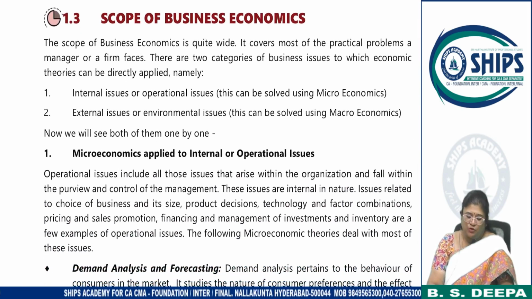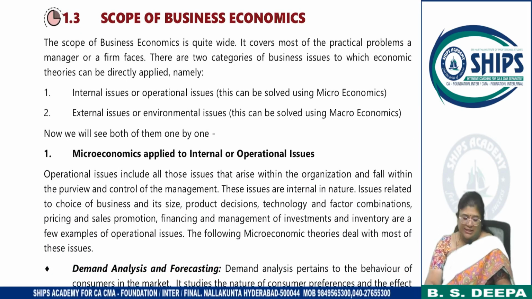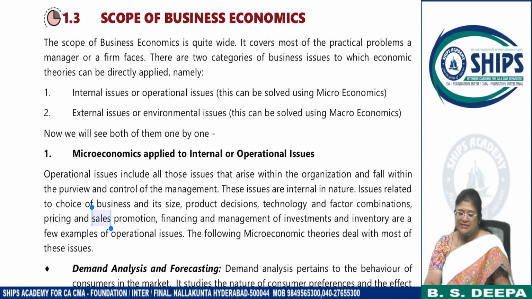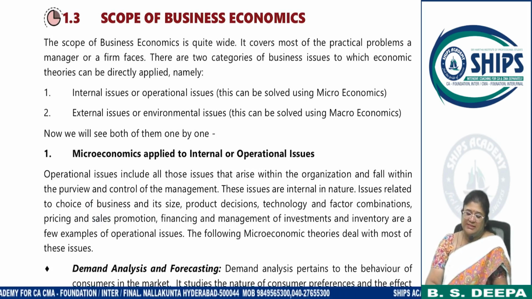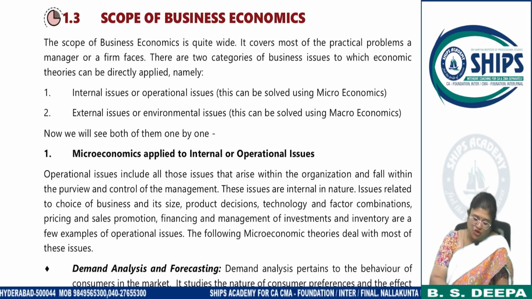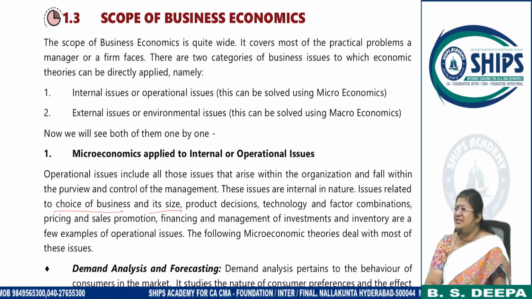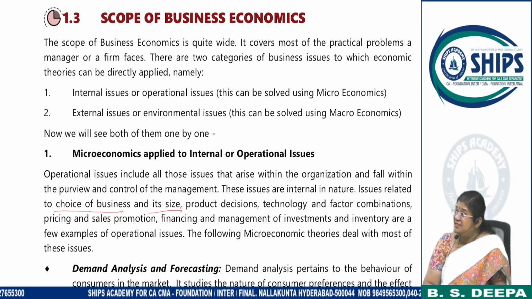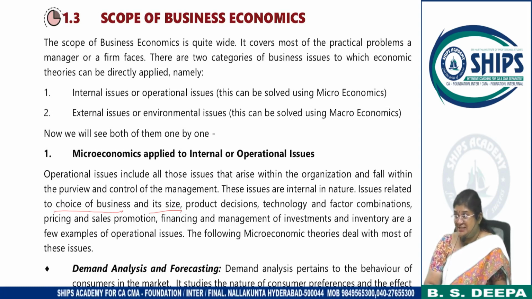So just before we end, because there are 6 minutes left, let us look at the scope of business economics. As I said, scope is mostly about micro and macro. It is applied to internal or operational issues, like, for example, choice of business and its size. Should I start a small scale industry, a medium scale industry, a large scale industry? That is what is size.